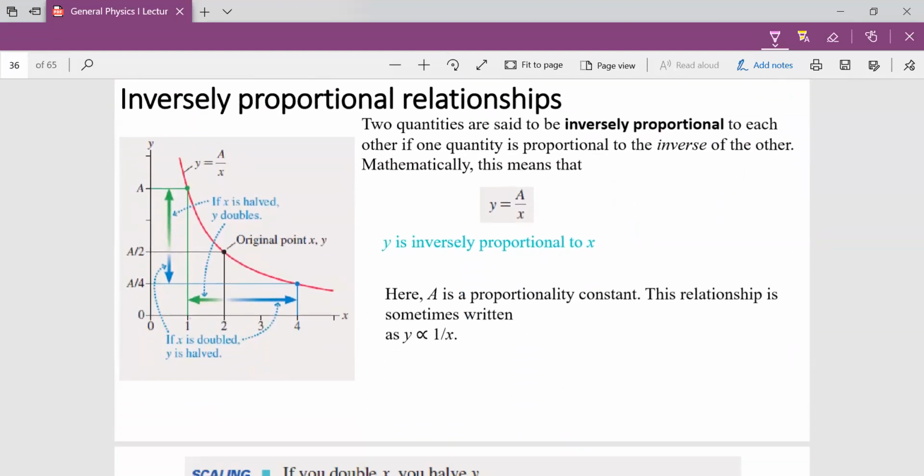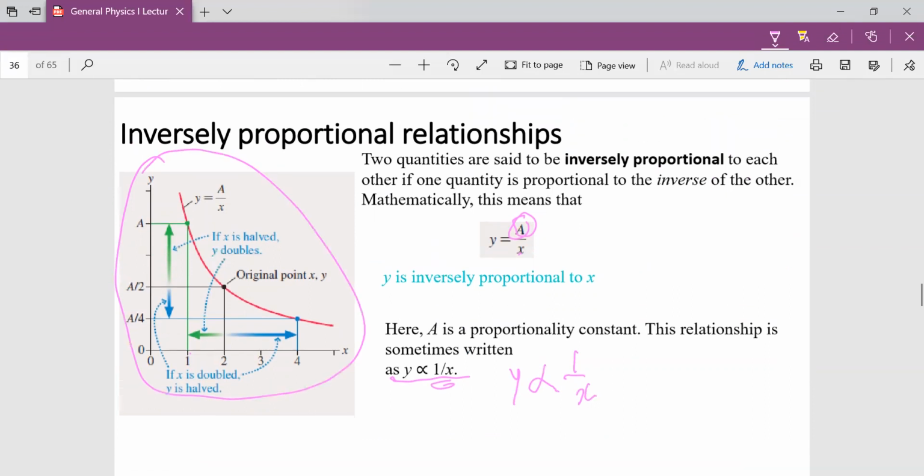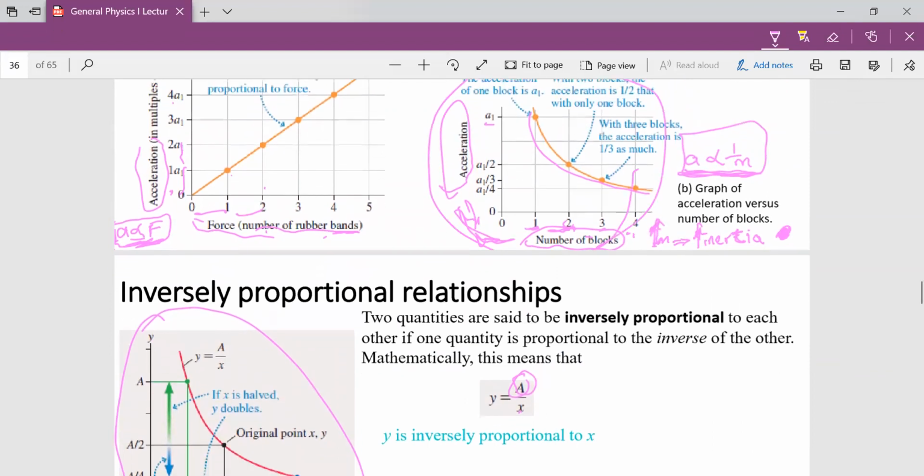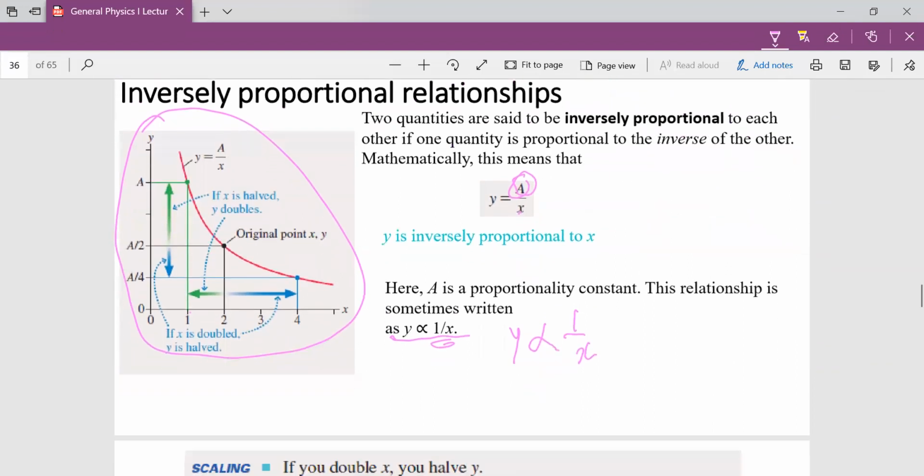So we say Y is proportional to X, and then this is the constant of proportionality. So express it normally as Y inversely proportional to X as shown here. This mathematical understanding made it easy for us to understand this relationship here as the inverse proportionality sign.